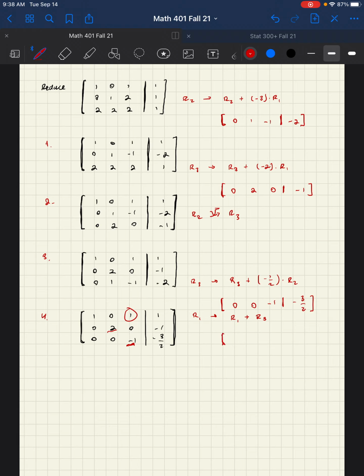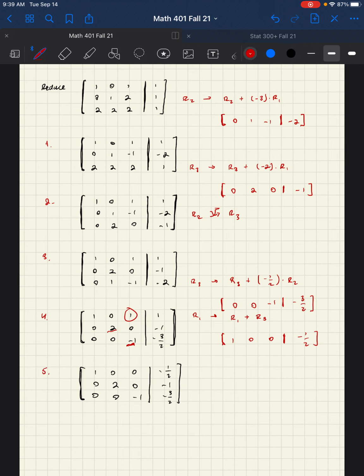So what does row 1 end up looking like? Let's go ahead and replace that. That ends up looking like 1 plus 0 is 1, 0 plus 0 is 0, 1 plus negative 1 is 0, augmented with 1 plus negative 3/2 is negative 1/2. Our first row is now 1, 0, 0, negative 1/2, 0, 2, 0, negative 1, 0, 0, negative 1, negative 3/2. Okay, almost there.